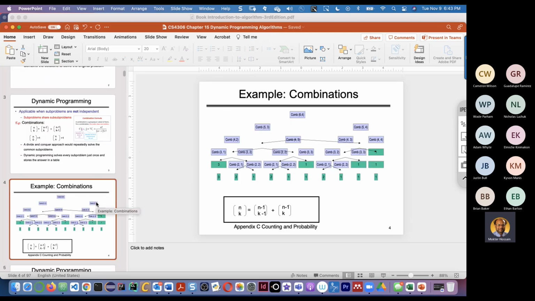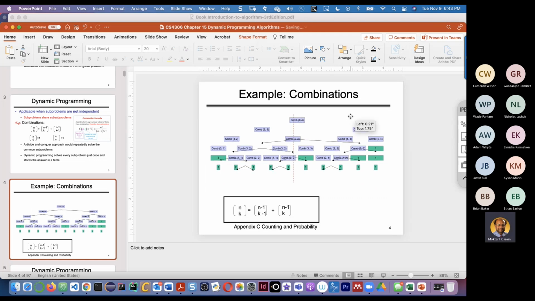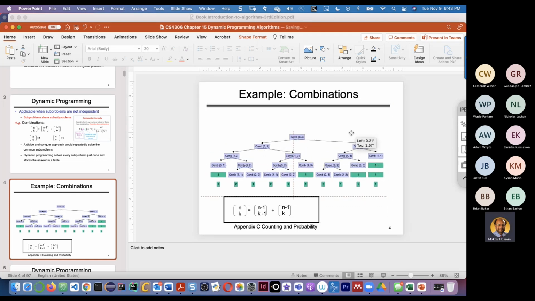For instance, for this one, we said, okay, actually the lines are broken. The lines should be like this. Let me make it larger.